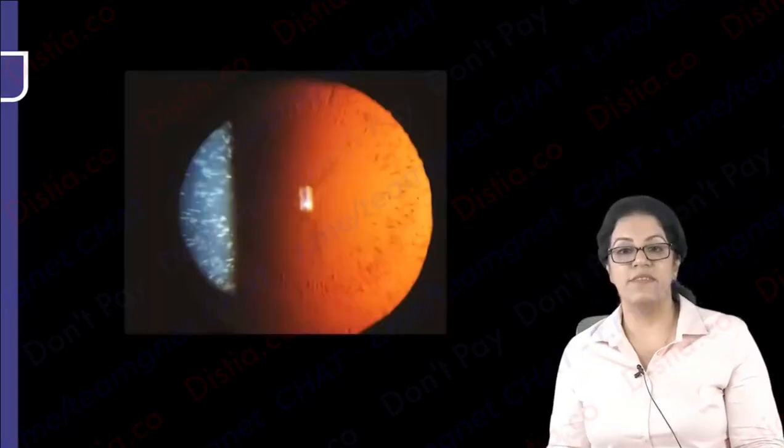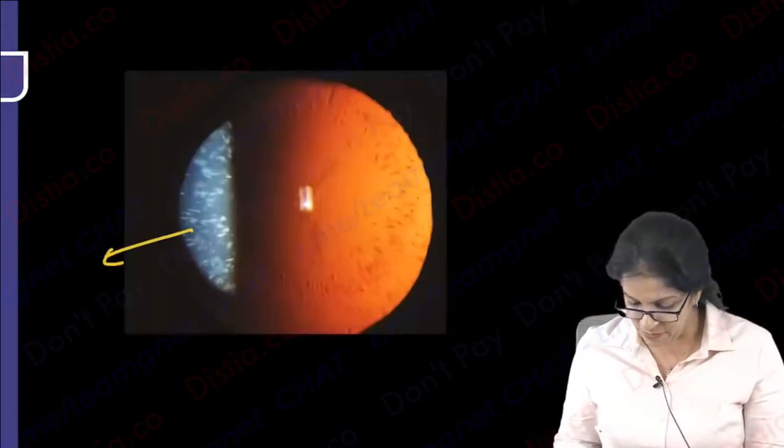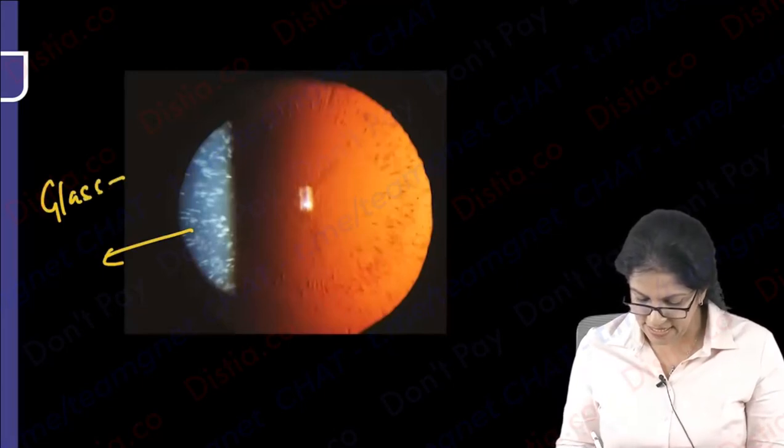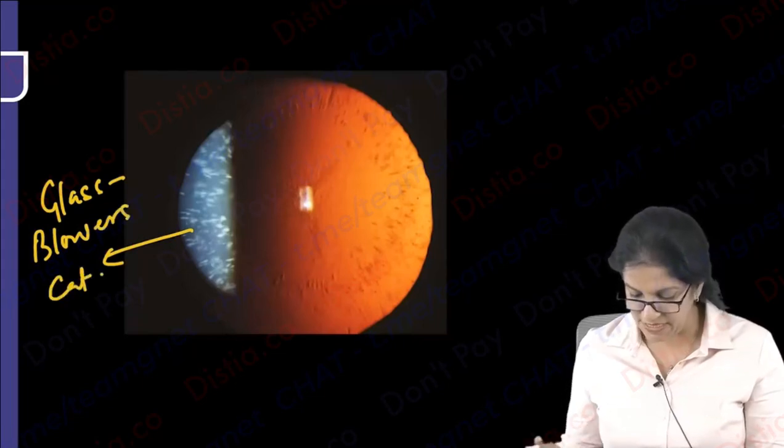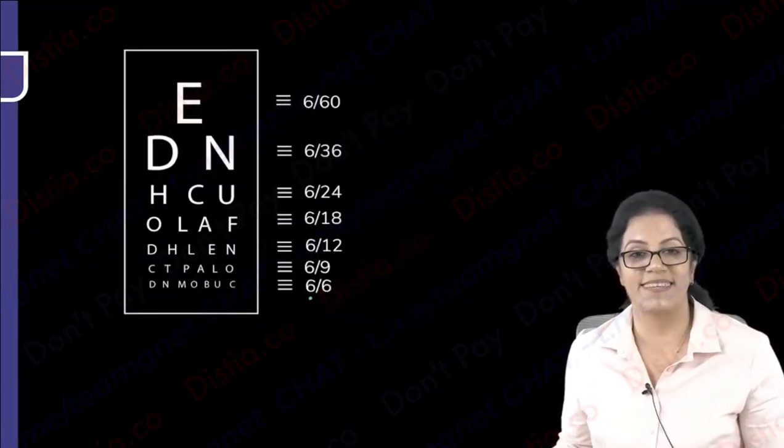Let's have a look. Okay, before that, just have a look at this one also. This is a slide for glass blowers cataract. You need to have a history around it to pick it up. Otherwise, it will be confusing.